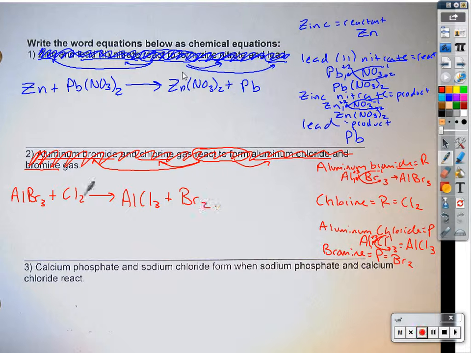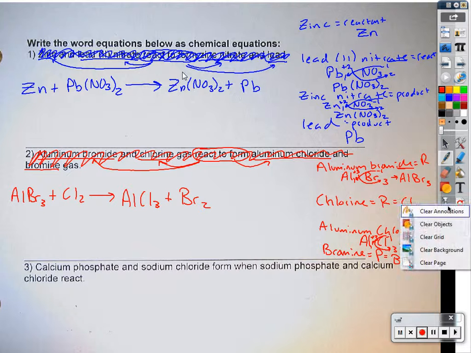I'm asked a lot of times, why is it a 2 over here and a 3 over here? And the answer is you're getting those subscripts in different ways. Over here, it's an element, and it is one of the diatomic elements, so it has to have a 2. Over here, the chlorine's in a compound, an ionic compound. So we have to do the crisscross method to get that subscript. So everything's independent. That's the bottom line. That's what it pretty much comes down to.